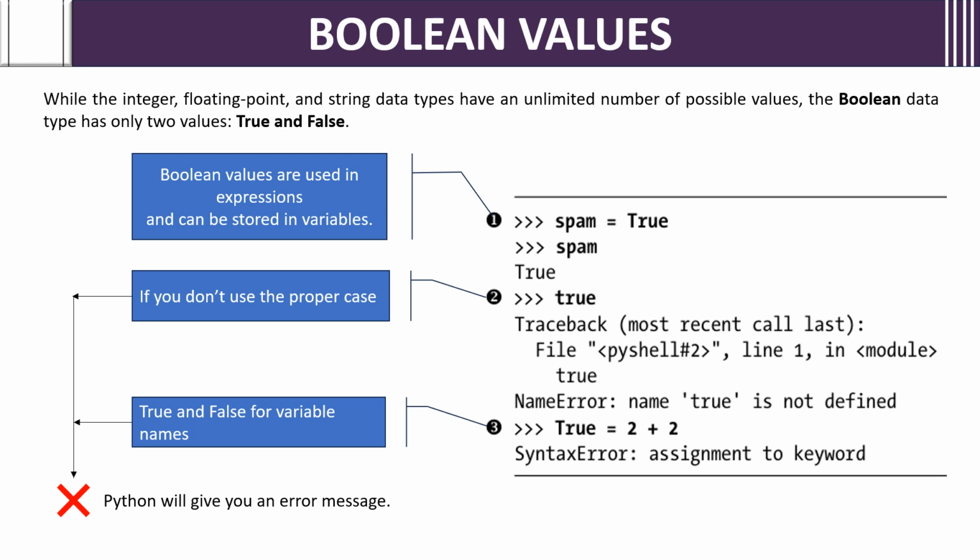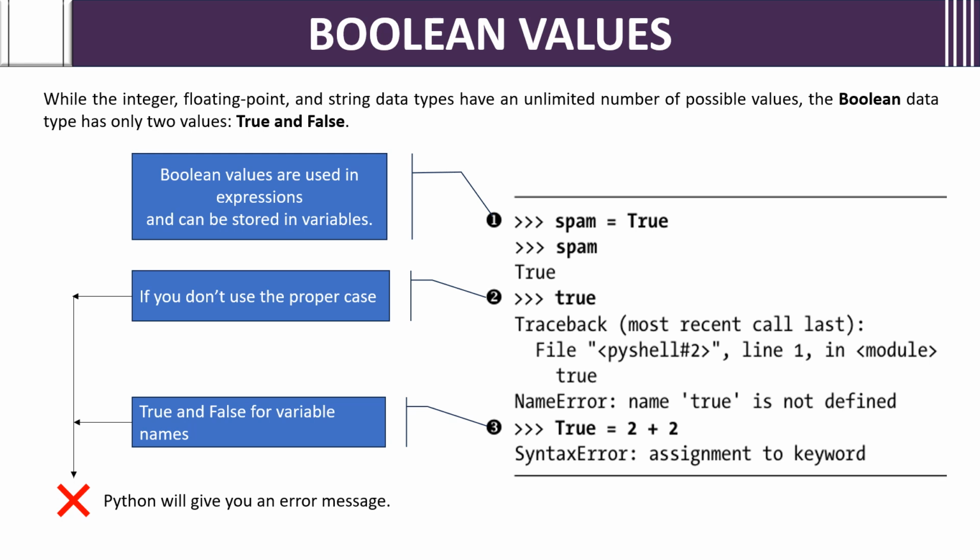We'll see one example. spam equals true. Spam is nothing but what is stored? True. So true you will give. true. Traceback, there is some error it is telling. Name 'true' is not defined. Why? Because here it is starting with a small t letter. It should be capital T in the case of the Boolean data type, True and False.